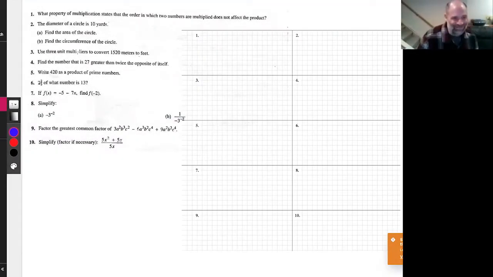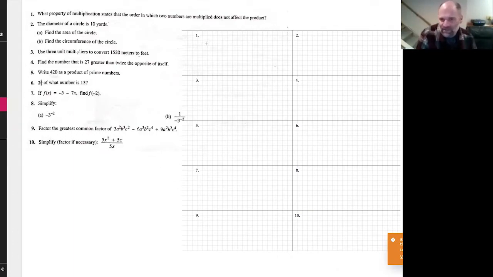Number one. What property of multiplication states that the order in which two numbers are multiplied does not affect the product? Do you guys know? So it's commutative. So you could just say commutative. You could say commutative property of multiplication.